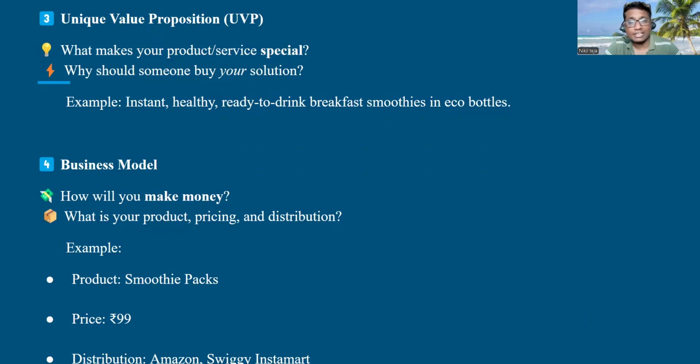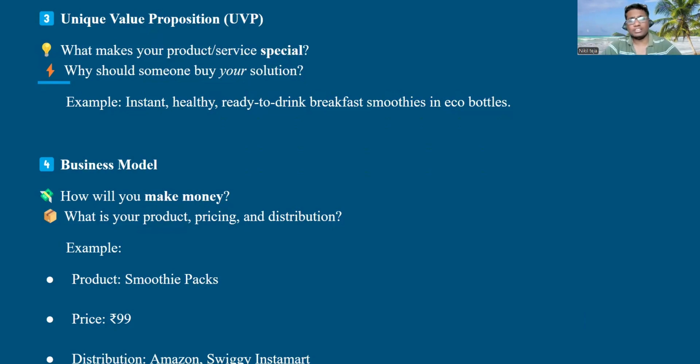Example, instant healthy ready-to-drink breakfast smoothies in an eco bottle. This is the unique selling point or UVP, unique value proposition. It is providing a value, right? Competitors do not provide this kind of product, but we are providing instant healthy ready-to-drink breakfast smoothies in an eco bottle. So eco-friendly customers will also be buying this, as well as working professionals. That is the UVP, USP, right? So we need to check our UVP as well as USP.